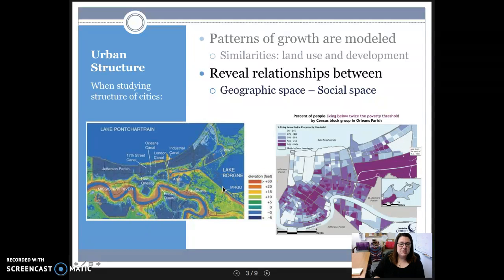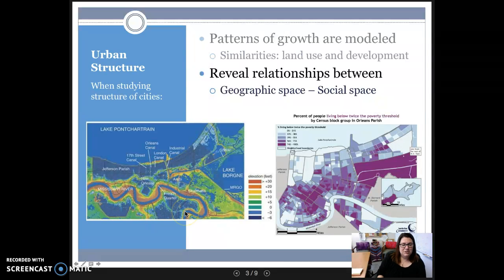So on the left, you see a map of New Orleans that is looking at the elevation of the landscape. So this is a physical geography map. And anything in the blue colors is landscape that's below sea level. So all this land is below sea level. All of this land is below sea level. Much of the land in the city is below sea level. The greens into the reds are above sea level, like the land you see here along the Mississippi River.